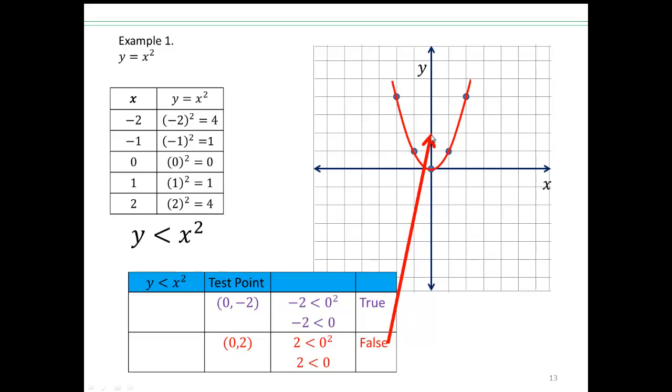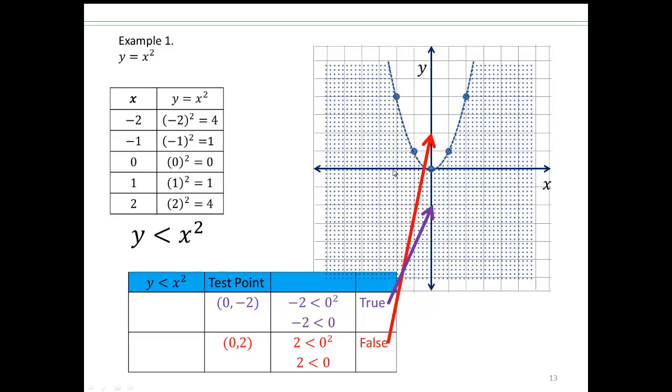And then you pick a point, say (0, 2) and (0, -2). Plug it in and see which one gives you a true or a false answer. A false answer means that point is not in your solution set, and true means that is your solution set, so that's the region you're going to shade. So replace that graph with a dotted graph and then shade the bottom area here. So all these points here are solutions to this inequality right there.